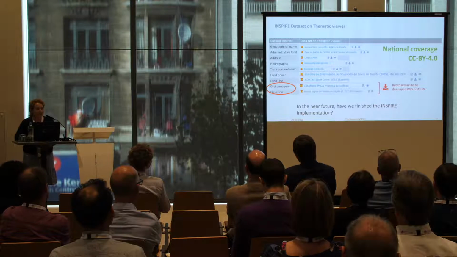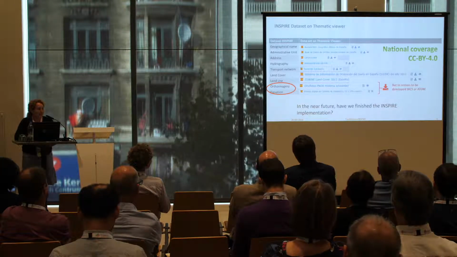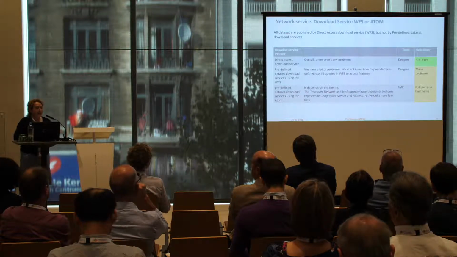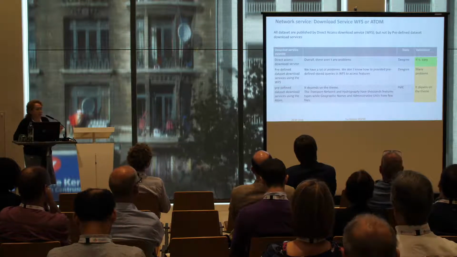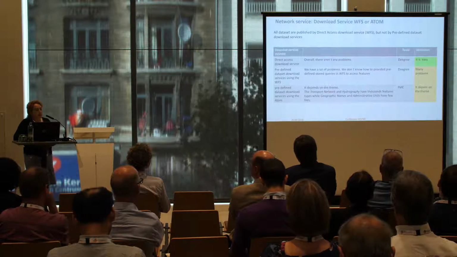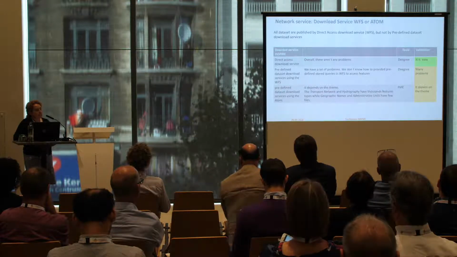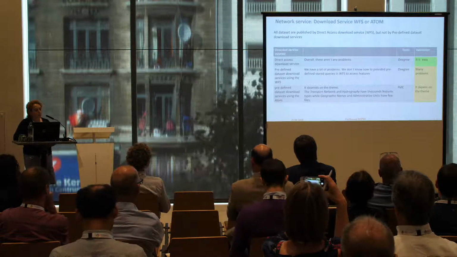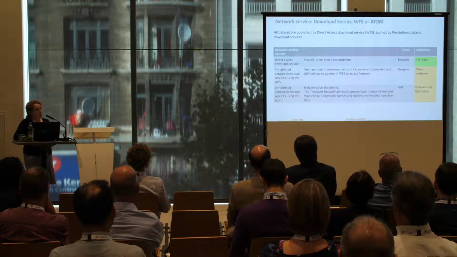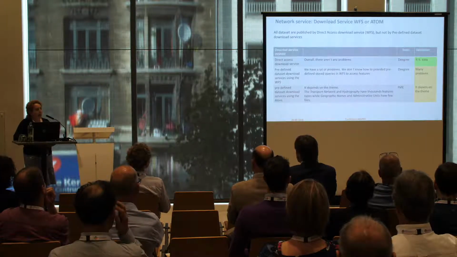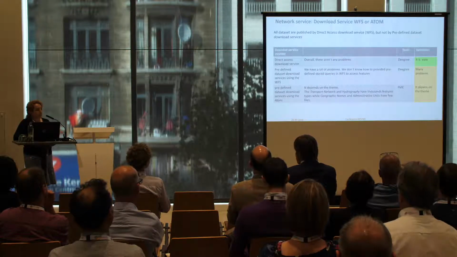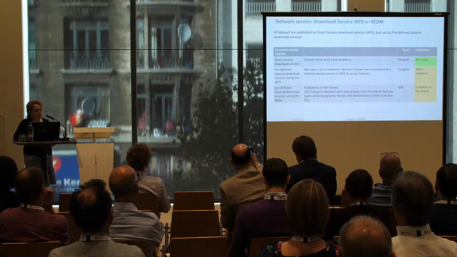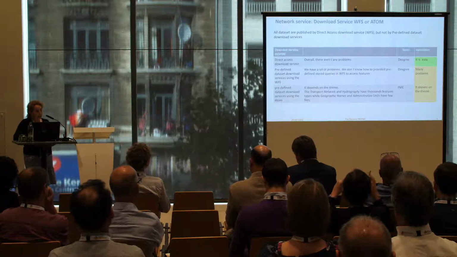And in the near future, have we finished the spec implementation? No, the answer is no, because the direct access download service is easy. There aren't any problems, but the predefined dataset download service using the web feature service is difficult. We don't know how to provide predefined stored queries in web feature service to access features. We use deegree tools. And ATOM has a lot of problems. It depends on the theme. For example, transport network and hydrography have 1,000 feature types, while geographic names and administrative units have few files.